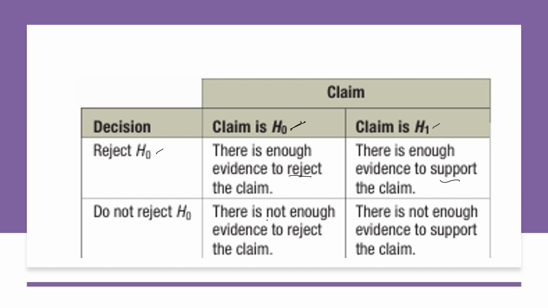So take note, the correct grammar should be there is not enough evidence. You should not state there's no enough evidence. That is incorrect. So you start with there's not enough. Next is when the claim is H1 and you did not reject the H0. So there's not enough evidence to support the claim. So these are the statements that we need to understand and comprehend: when to say reject and when to say support.